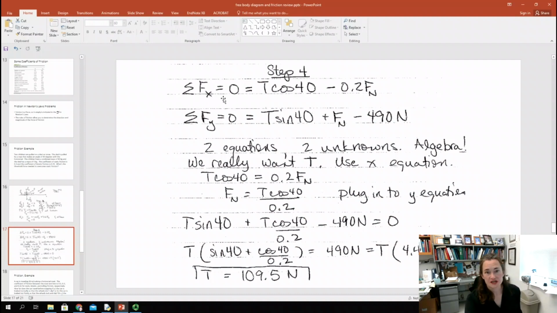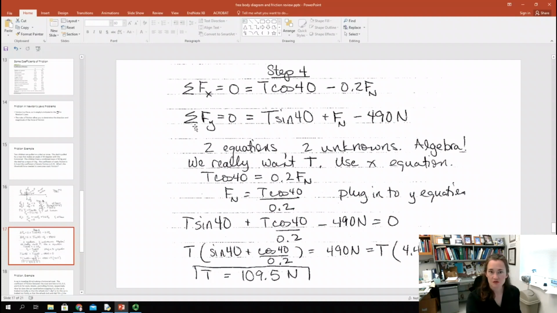So the sum of the forces in x is equal to 0. Now I sum up all the forces that had an x component. That was tension and friction. The x component of my tension was T cosine 40, and the x component of friction was minus 0.2 F sub n. So for the sum of the forces equation in x, I have 0 is equal to T cosine 40 minus 0.2 F sub n.